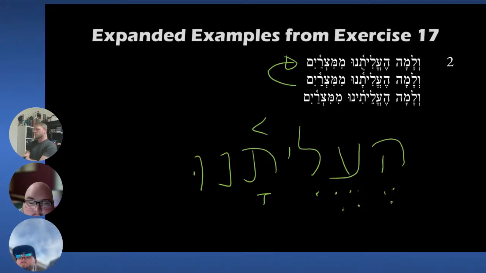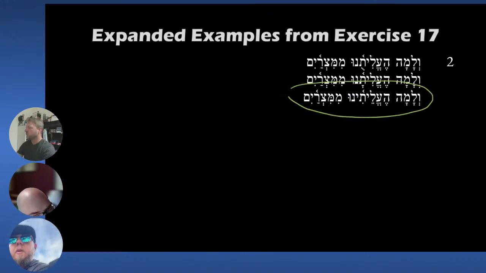Bring us up from Egypt. Yep. Why did you bring us up out of Egypt? Right. Good. All right. And the last one, velama he'elitinu mimitzrayim he'elitinu.